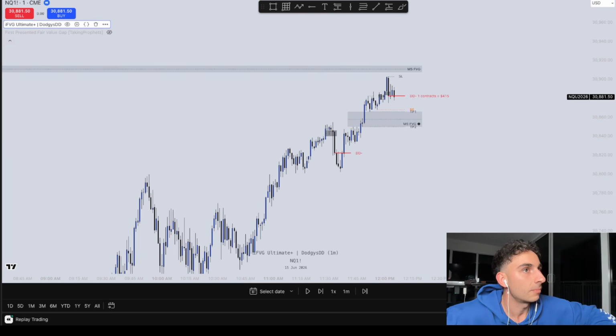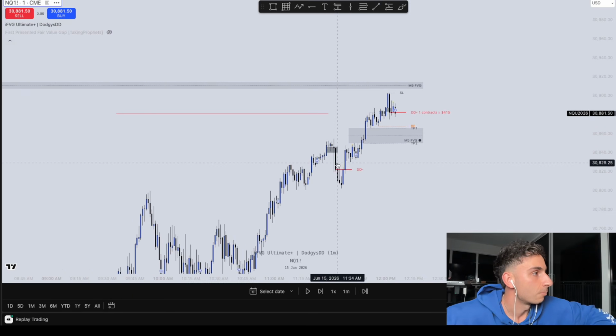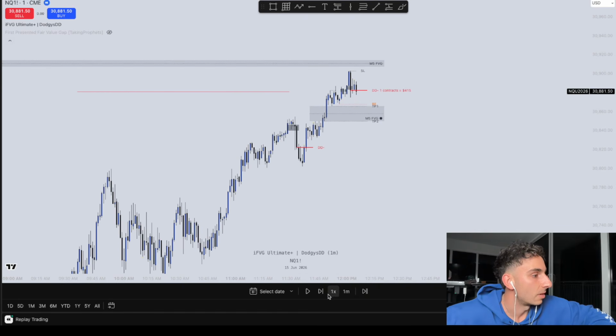It signaled this short, but as I said before, the draw on liquidity was higher. So we're not taking this short. And now we have this one right here. Let's see how this plays out. I'm telling you, I don't think it looks that good.